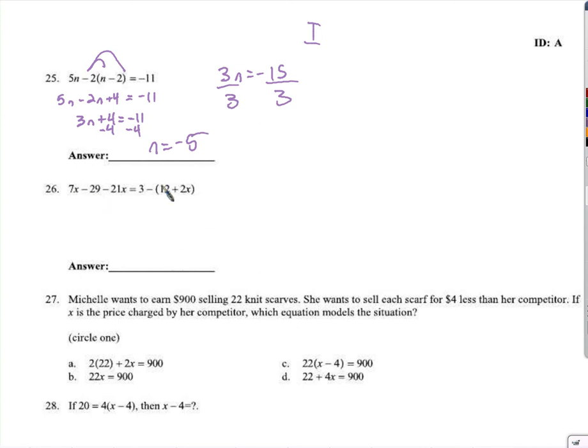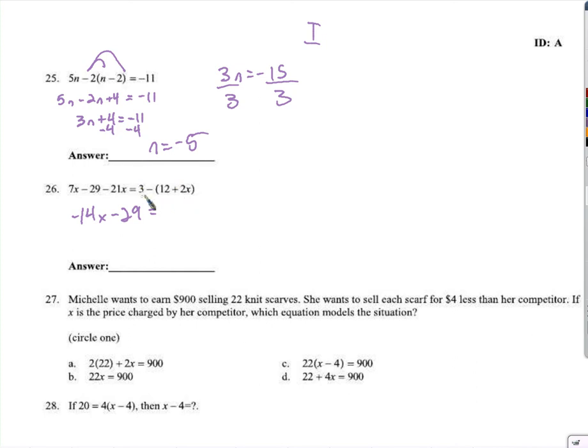This one, oh, it's kind of crazy. What do I do? I'll just look at the left side. I'll collect like terms on the left side. Negative 14x, negative 29. Oh, that's the only constant on that side. Equals. Okay. Should I distribute the three into the parentheses?